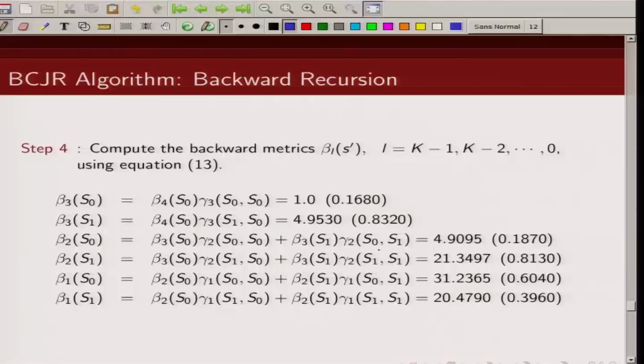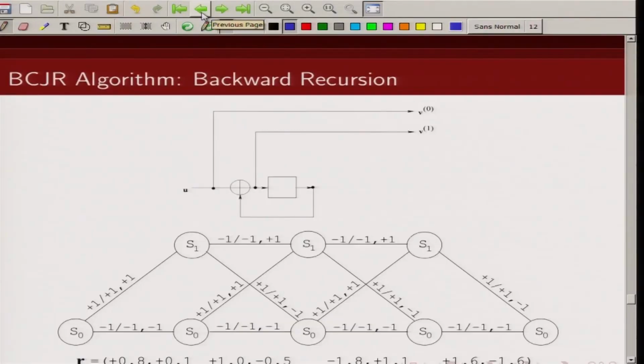So, beta computation is given here. Again, as an example, we can take one particular case. Let us just consider this beta 1 at state S1. So, this is beta 0, beta 1 at state S1. We are interested in computing beta 1 at state S1. Now, what are the transitions that are ending in state S1? One of them is this, the other one is this.